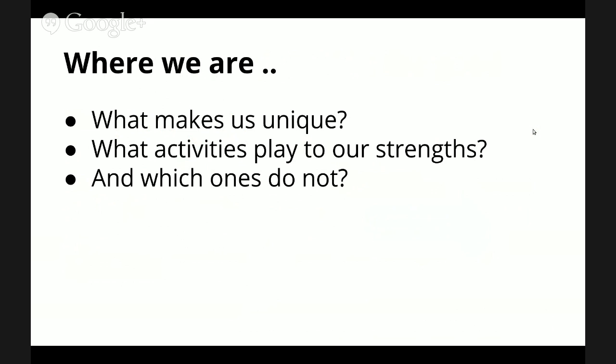So where are we? We know what makes us unique. We need to clarify what activities play to our strengths, and even more importantly so, which ones do not. What is it that we are willing to cut out?